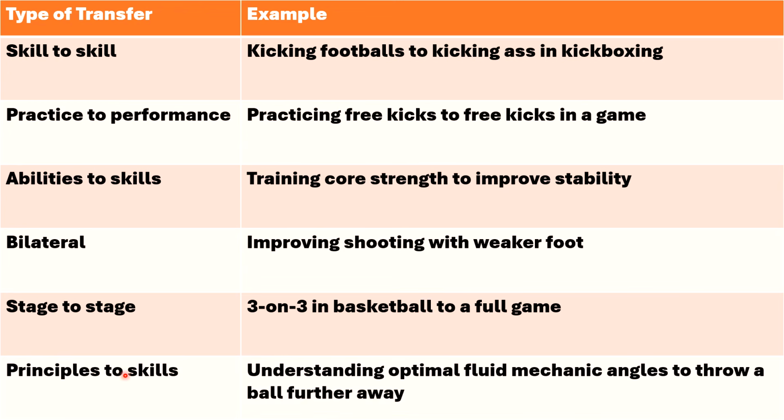And lastly, principles to skills. So perhaps if we're using physics and we look at fluid mechanics, okay, we'll see that the optimal angle at which to throw something at ground level is 45 degrees, okay? And you can do this with any principle really, as long as you can apply it to a real sport.